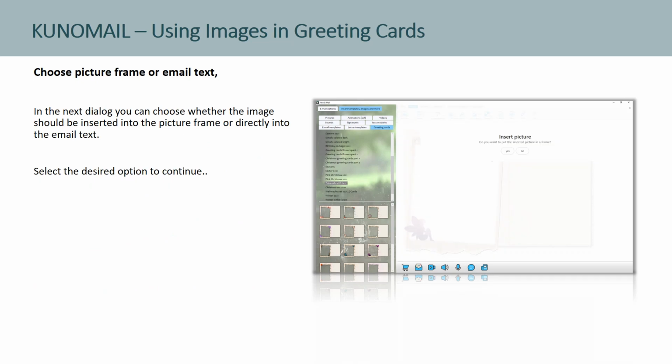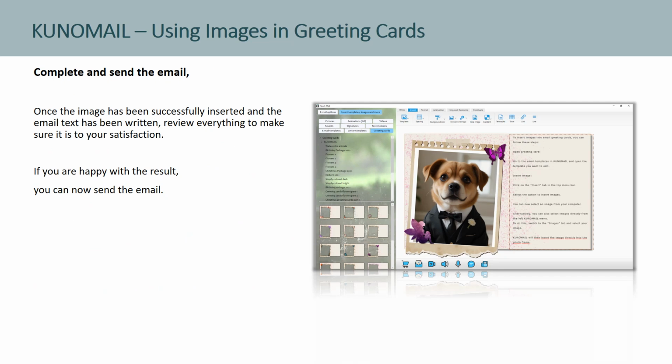Choose picture frame or email text. In the next dialog, you can choose whether the image should be inserted into the picture frame or directly into the email text. Select the desired option to continue. Once the image has been successfully inserted and the email text has been written, review everything to make sure it is to your satisfaction. If you are happy with the result, you can now send the email.